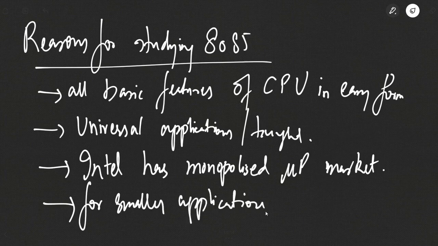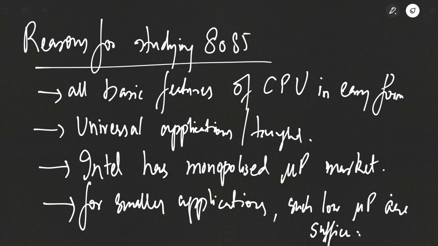And for smaller applications, such low rating processors are actually sufficient. And among these applications, most of them actually require 8-bit microprocessors. So one of the most commonly used ones is 8085. Intel 8085 is one of the most commonly available 8-bit microprocessors in the market, and it has been used in a number of applications.